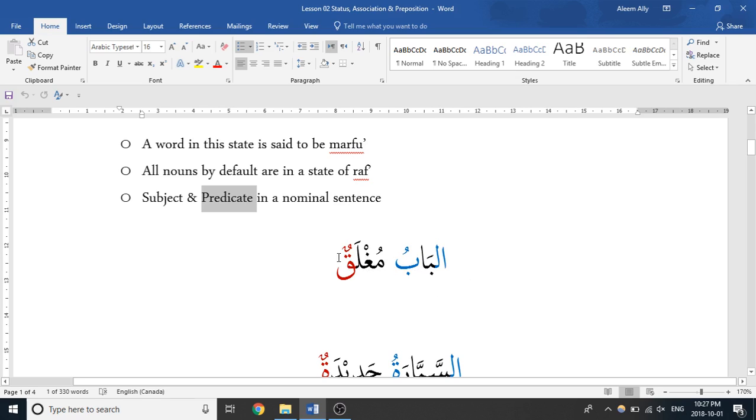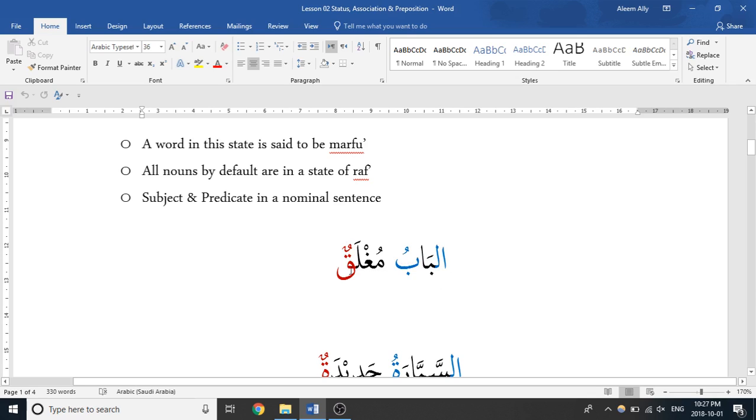And both of these things are in a state of rafa because of the oo, right? That dhamma on the end that makes that oo sound. We can tell that's in a state of rafa. And this is just a side note, we'll study sentences later, but generally in Arabic, the subject is definite. So as we can see, it has an alif lam, and it has no tanween, making it definite. And the predicate, the news about it, is indefinite.